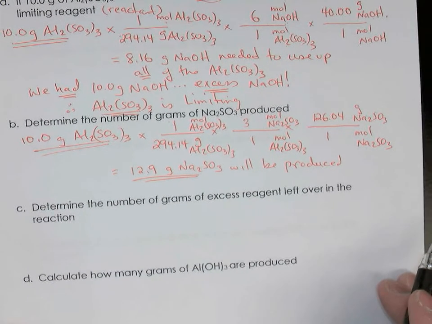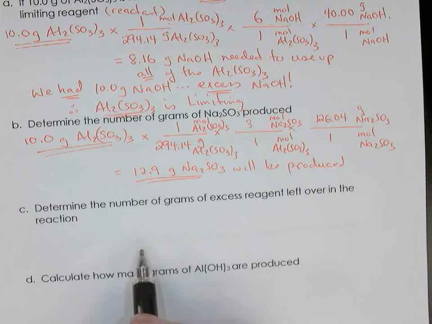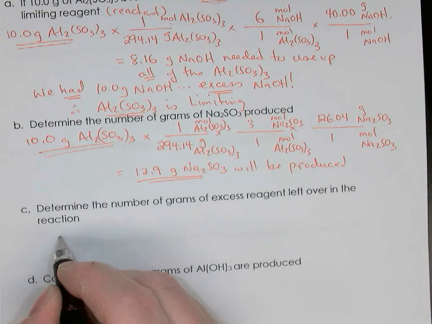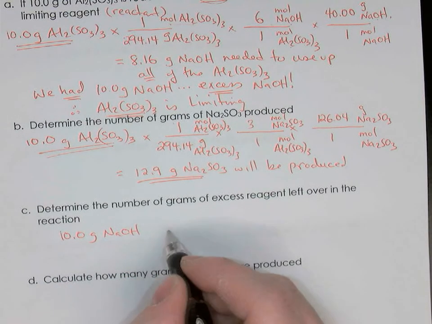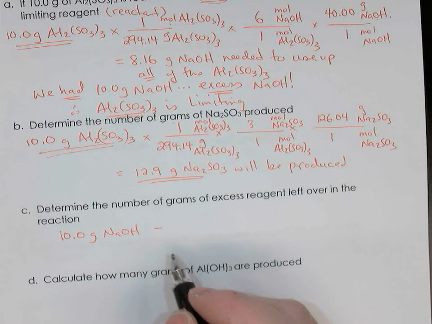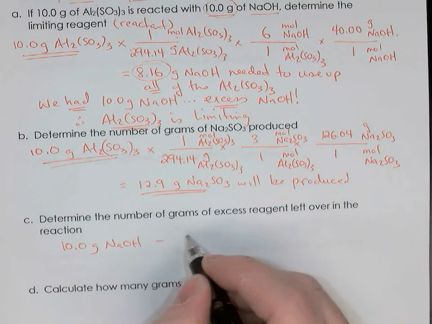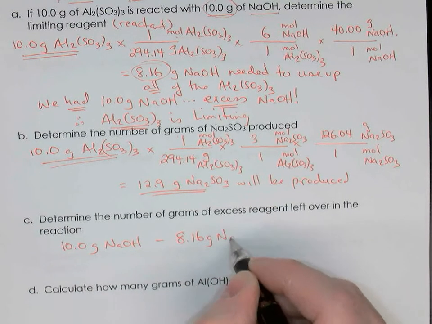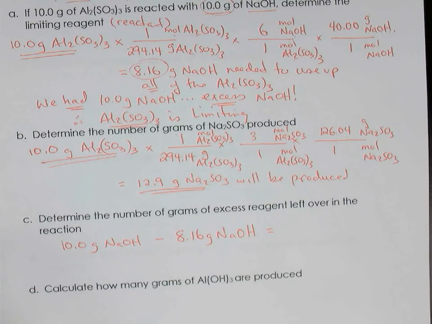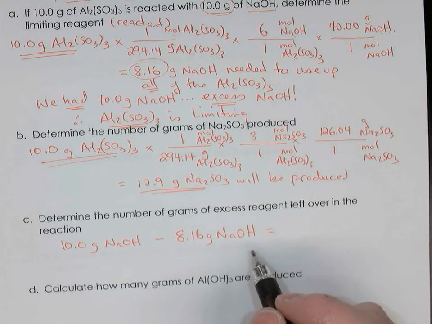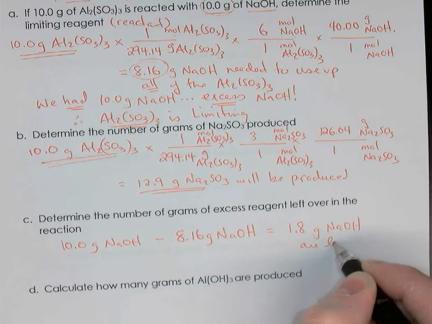Part C, how many grams of the excess reagent were left over? Well, because of the way we started Part A, this is going to be actually a pretty easy question. We know that we had 10 grams of sodium hydroxide. That's how much we had. And we know that we were only going to use up 8.16 grams. If we look back at Part A, 8.16 grams was needed, so that's what gets used up. So subtract what gets used up from what you had, and the difference is what's left over at the end of the reaction. So 10 minus 8.16 gives me 1.8 grams of sodium hydroxide are left over.